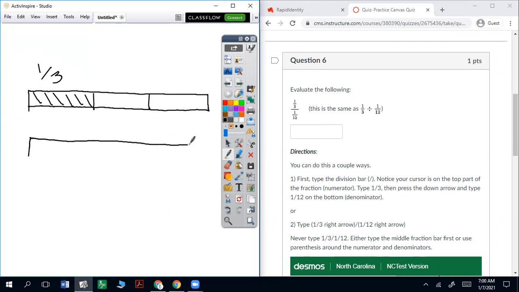Now take that same whole and separate that into 12s. One-12th is just one of those little guys, right? So how many of those go into 1/3? So 1/3 divided by 1/12.